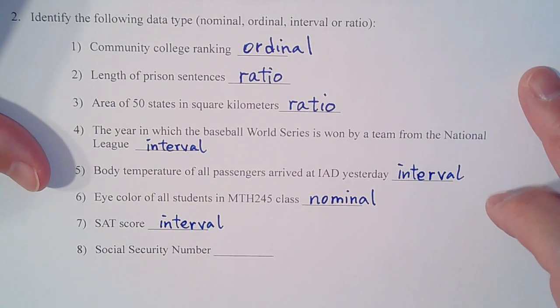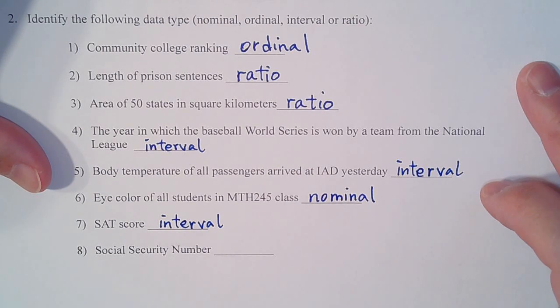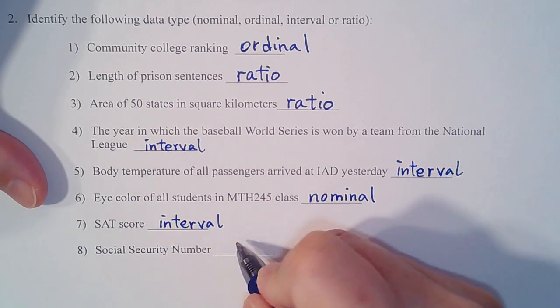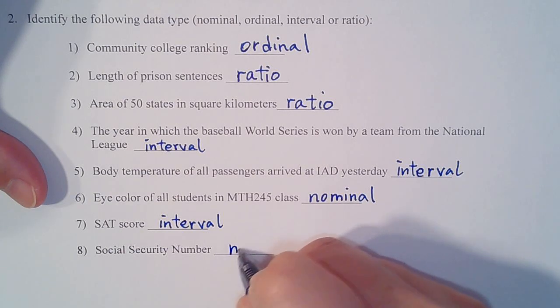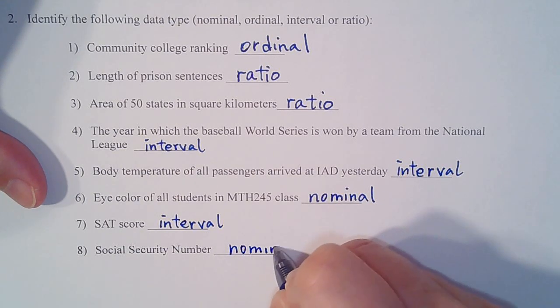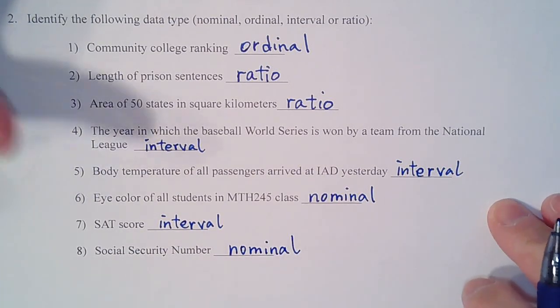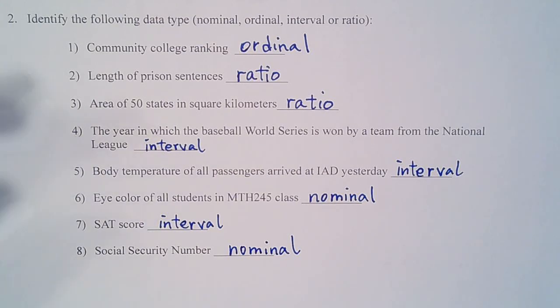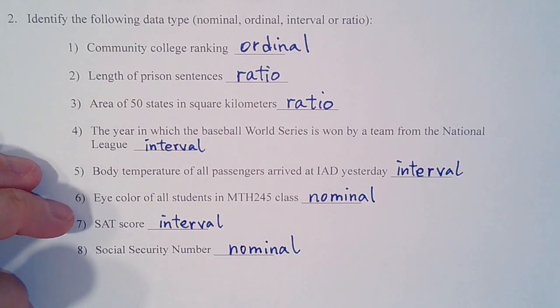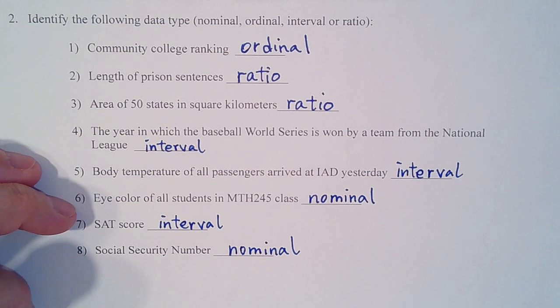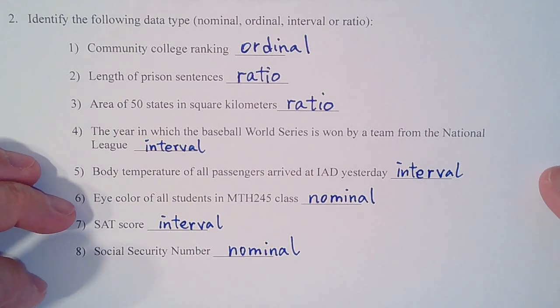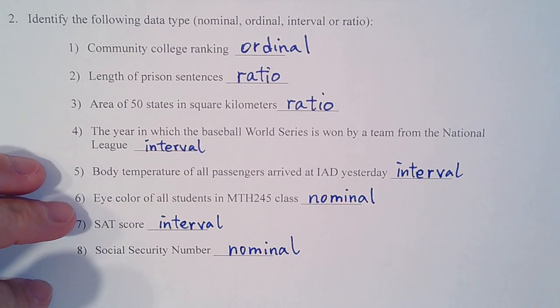And the last one is the Social Security number. It is a very typical nominal. They're just numbers. The Social Security number looks like a number, but it's not an actual number. It's like a label, a number to make things easier because it doesn't really have an order. Someone born after another might have a greater or a smaller Social Security number. So that's nominal data.